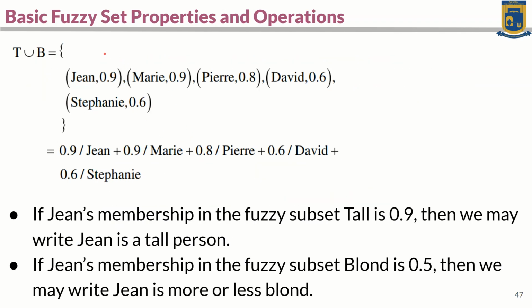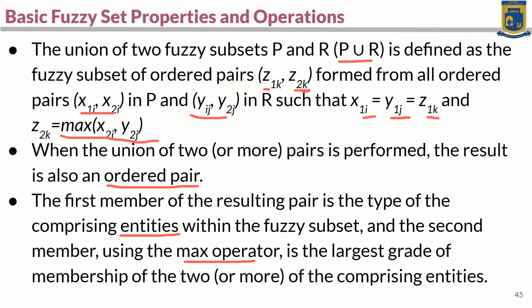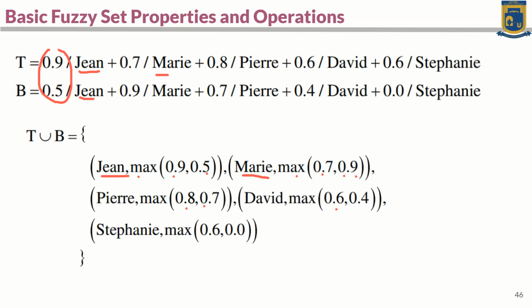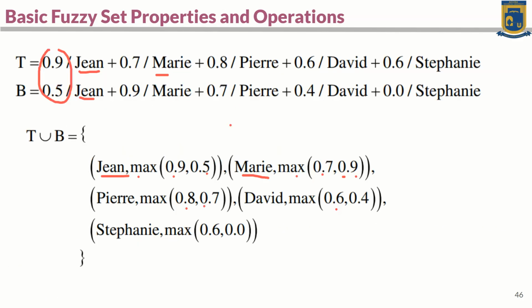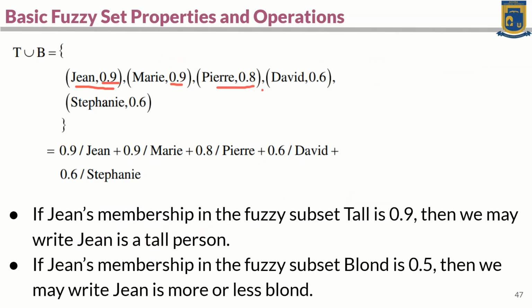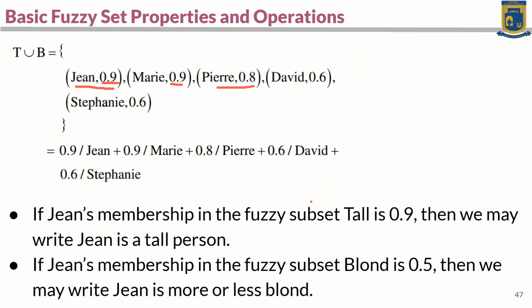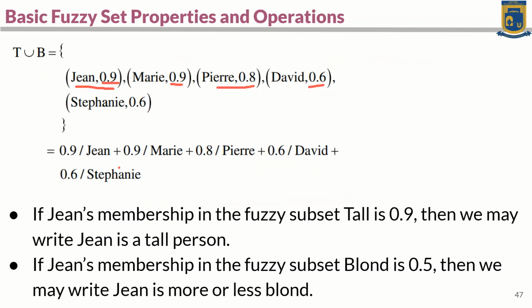So when we finish, we pick the maximum. The maximum of 0.9 and 0.5 is 0.9. That is why you see 0.9 over here, and that's why we are talking about an ordered pair. Then Marie, we pick 0.9. That's the ordered pair, Marie and 0.9. Then Pierre, we go there, 0.8, and you also see it over here. Then David, also 0.6, so we pick it here. Then Stephanie, 0.6, which we also pick here, as you can see.